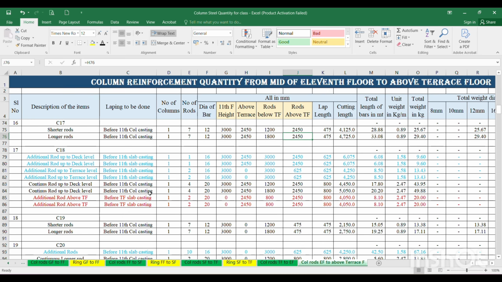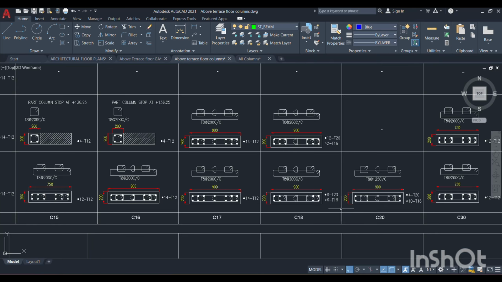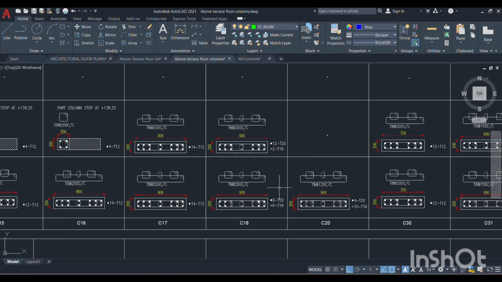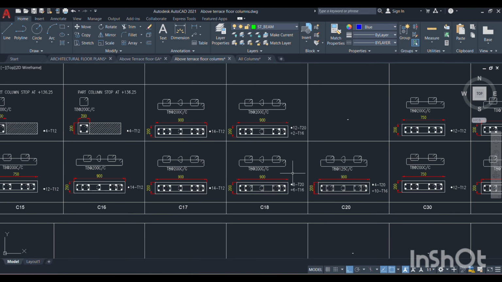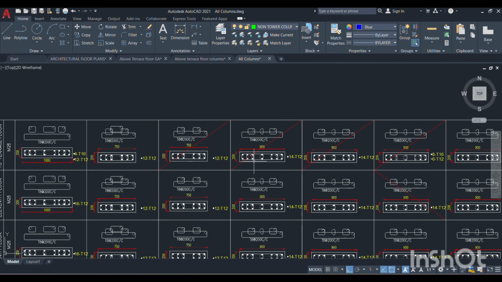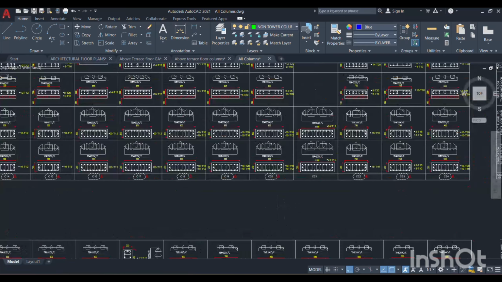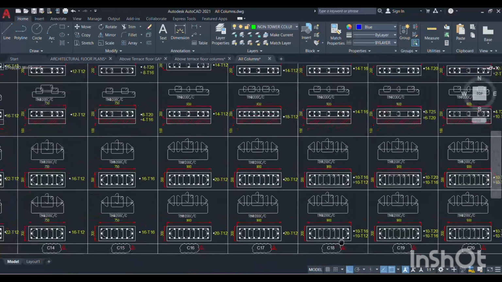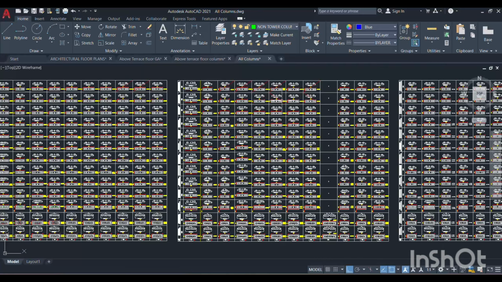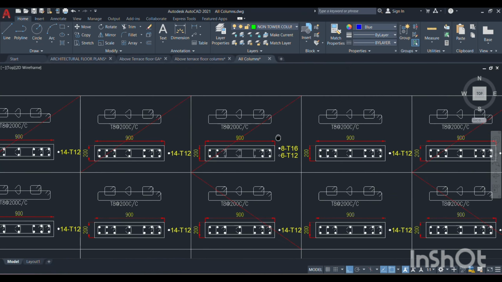And then C18 is the critical one. So I am explaining C18, please listen carefully, and you can do it. So here you see C18, 8 number of 20 and 6 number of 16 is there. If I go to our previous drawing, this is our C18. Where is C18? You see, this is our C18.